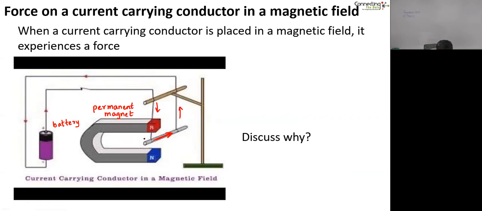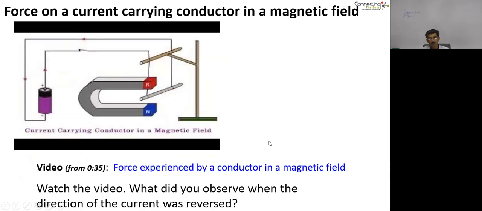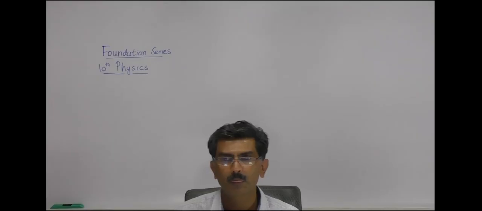Right? So the permanent magnet has a magnetic field like this, and our current carrying conductor has been placed inside that magnetic field. So now we have two magnets here. One is the permanent magnet and one is the temporary magnet. And where is our temporary magnet? This one. And we have allowed it to move because it is freely suspended. So what will happen? Let us see what happens in this case.